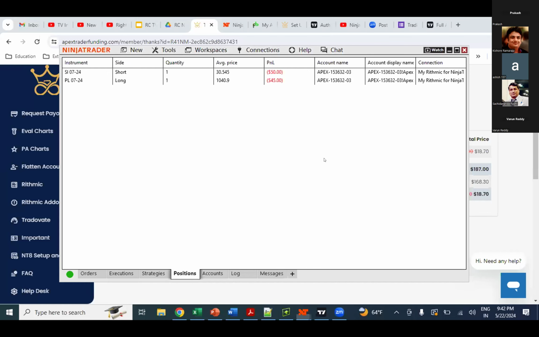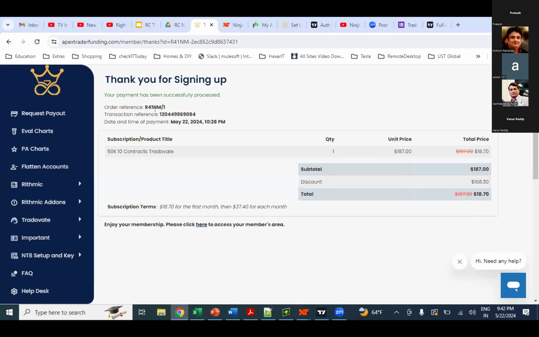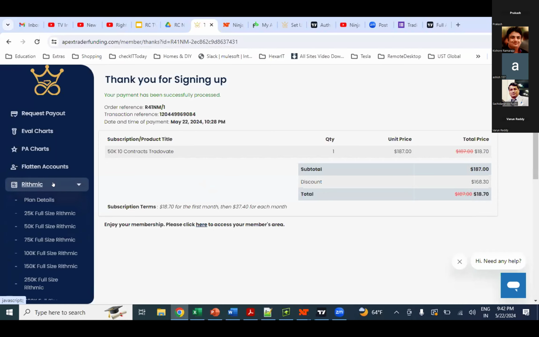So now I have successfully signed up for Click Trade on that. Do you want to trade it, or do you have to do one by one again to repeat the same process? If you want Tradeify, you will click on Tradeify, or if you want Rhythmic, you will click on Rhythmic. Same. I already have 50K, so again I can opt for the 50K.